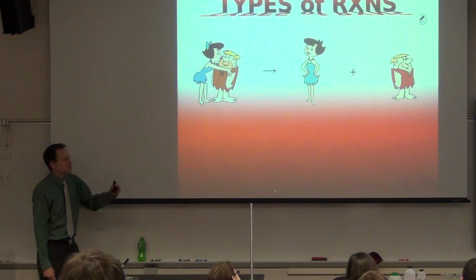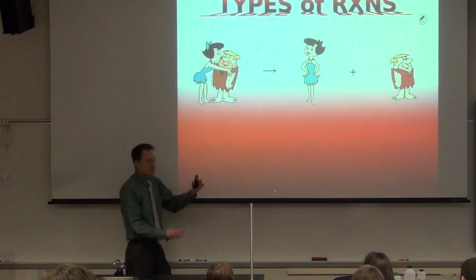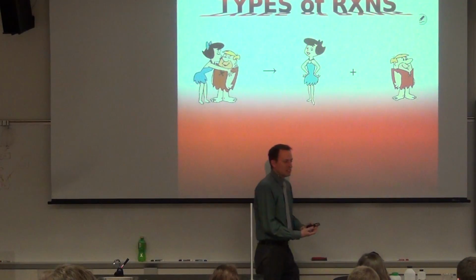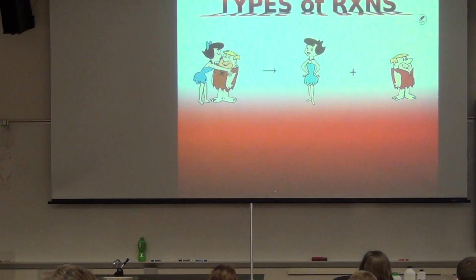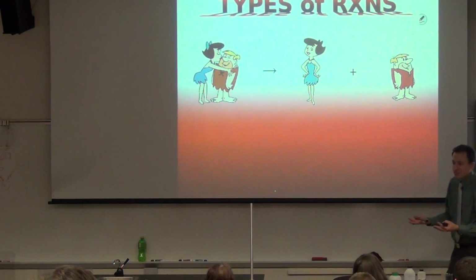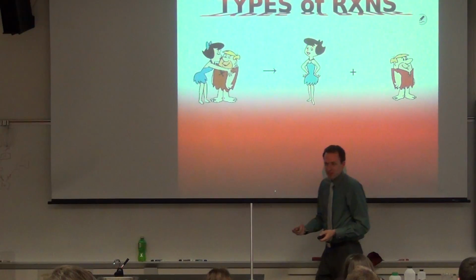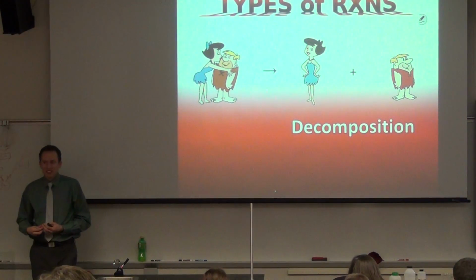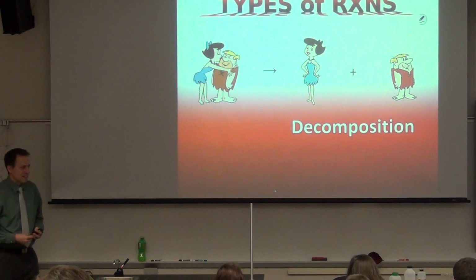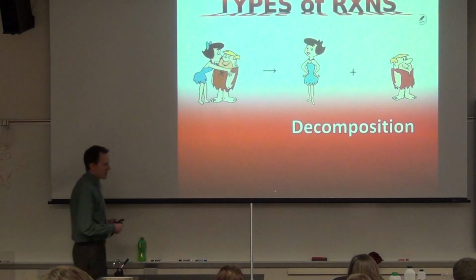So if you start with one kind of compound and only one, and you break it down, you are breaking it into multiple elements or compounds, like a tree in the woods, or a body in your trunk, or mushrooms in the forest. They're all breaking down slowly. And what's happening is that they are decomposing, or decomposition. That is the second type of reaction.